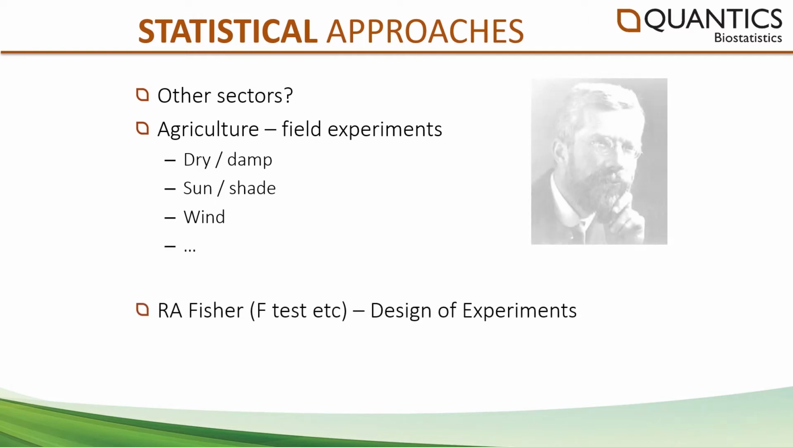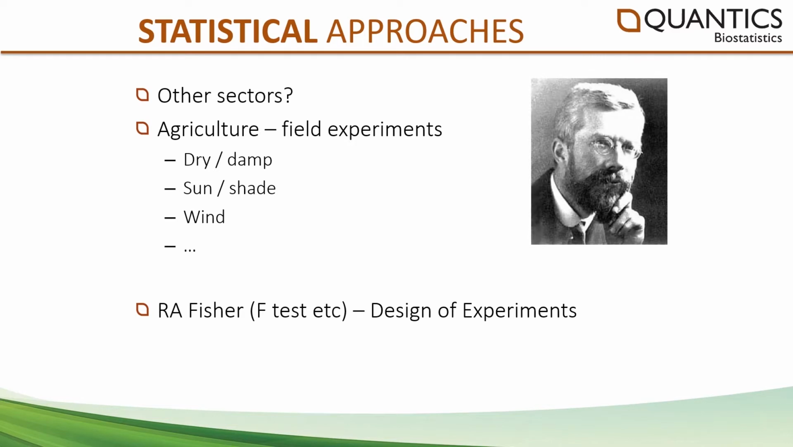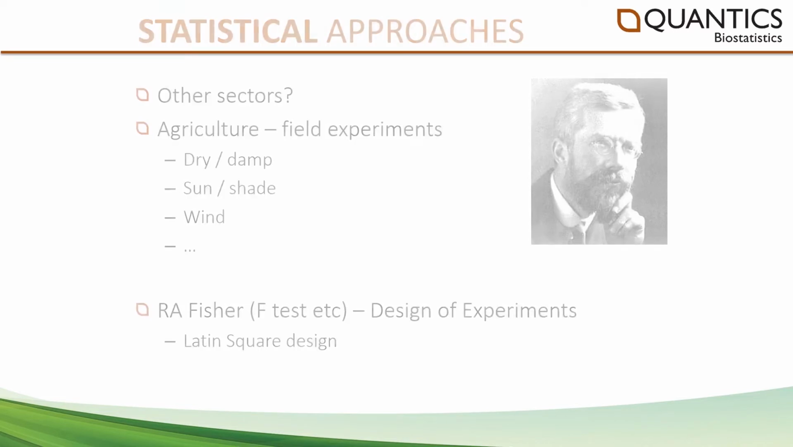This photo is of R.A. Fisher, who is a very famous statistician who wrote a book back in the 1920s called The Design of Experiments. Fisher had the F test named after him, you may have heard of that. And one of the designs for experiments, which was for use in agriculture, is called the Latin square design, and I'm going to talk about that in the next couple of slides.